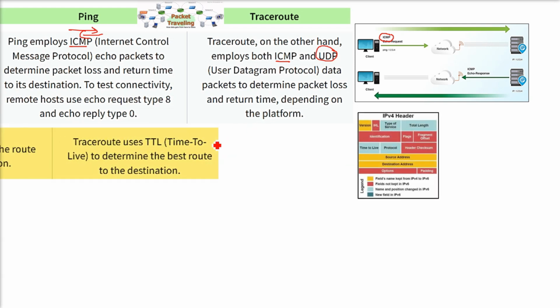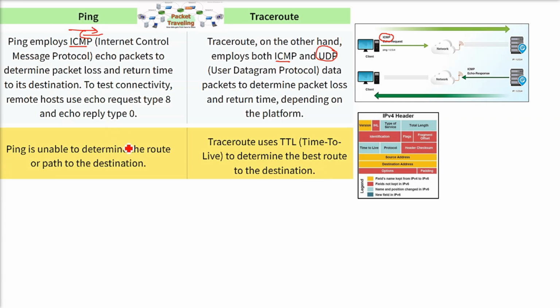Ping is unable to determine the route or path to the destination. That is the basic difference. What in-between networking devices, routers are there, ping doesn't know about it. It only knows about the destination. But traceroute, the work is only like that.